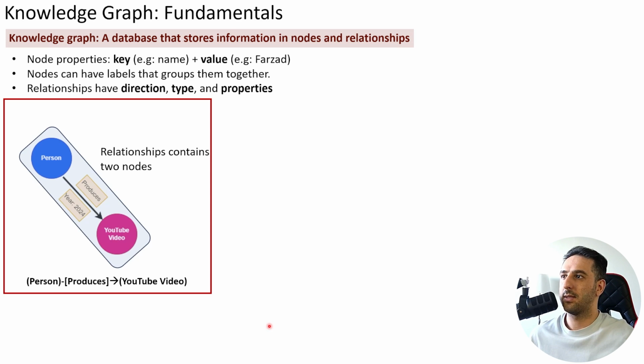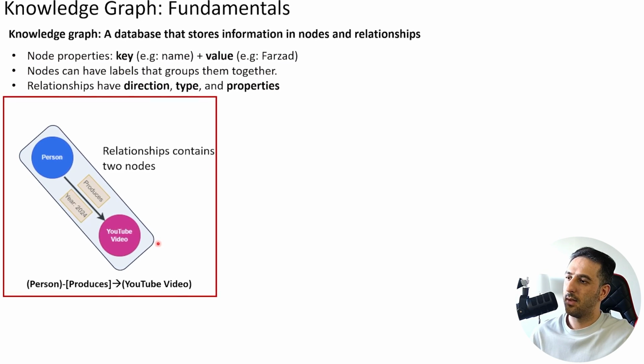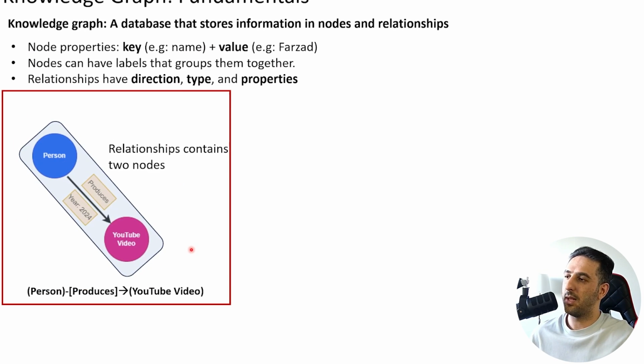A Knowledge Graph is a database that stores information in nodes and relationships. Node properties, we call them keys and values, and they can also have labels that group them together, and relationships have direction, type, and properties. So let's go through this simple image here.